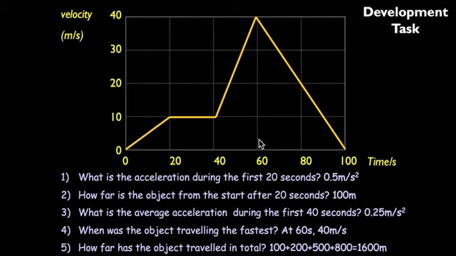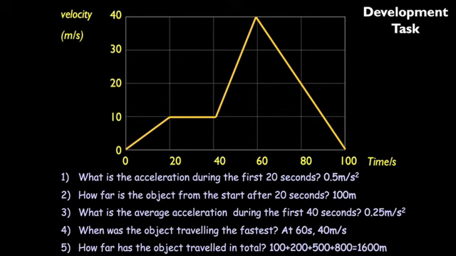When was the object travelling the fastest? So this isn't a distance time graph, remember, it's a velocity time graph, so we can literally just read it off. So at 60 seconds it was travelling at 40 meters per second, and that's when it was travelling the fastest because that's at the highest point. And then how far has the object travelled in total? So we'd work out each of these little sections, and if you do that, then you would get to 1,600 meters. So hopefully you have done that.